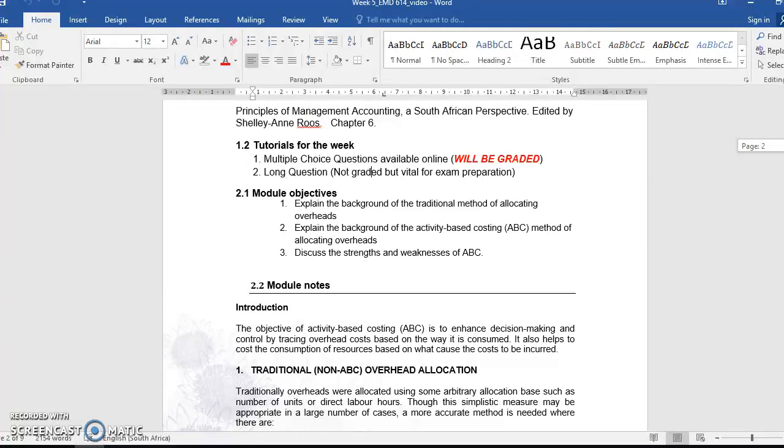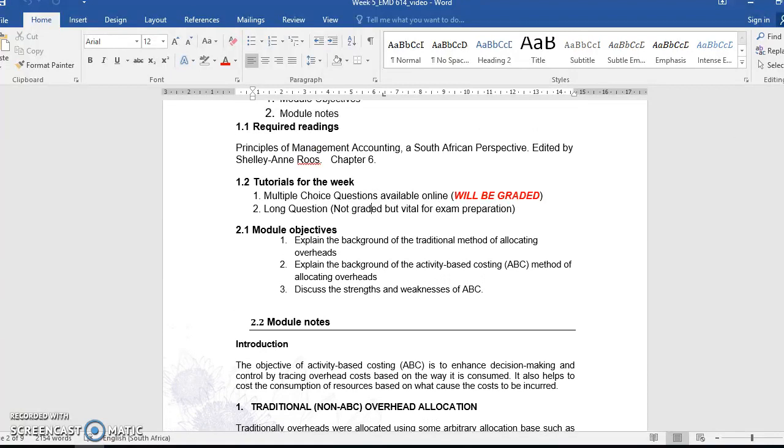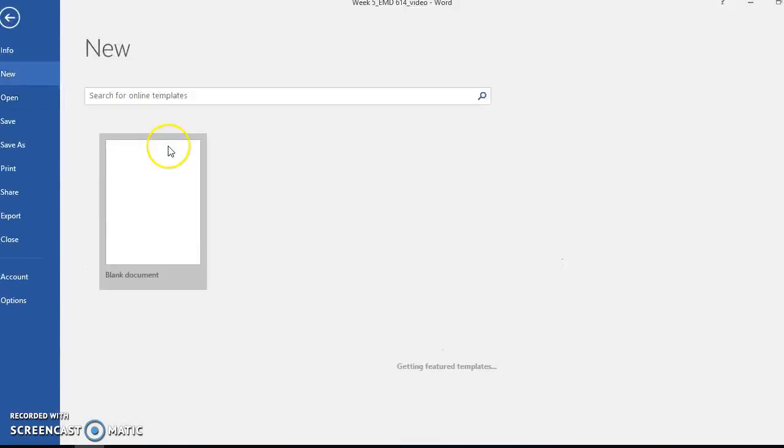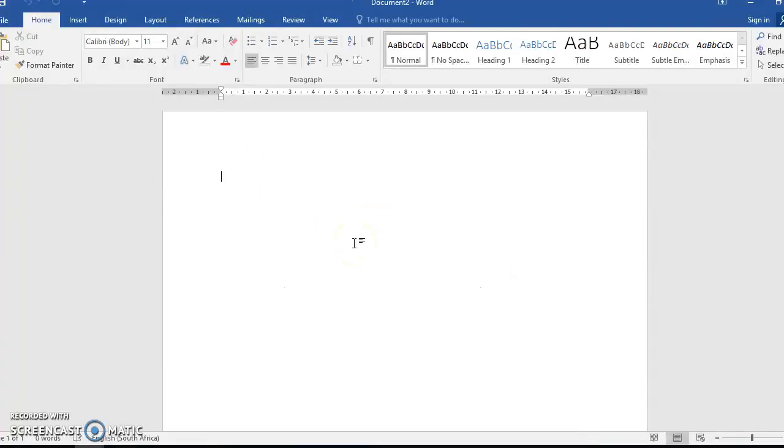Alright, so before we go into activity-based costing and the traditional method of allocating overheads, I thought I'd just remind you that whenever we produce a product, if you're manufacturing a product, there will be direct material involved, direct labor, and then there will be overheads. Okay, so direct material and direct labor, the word direct means that we can directly allocate those costs to a specific product that we produce.